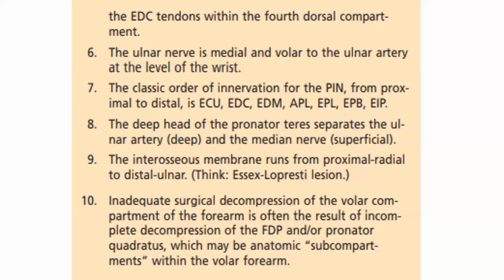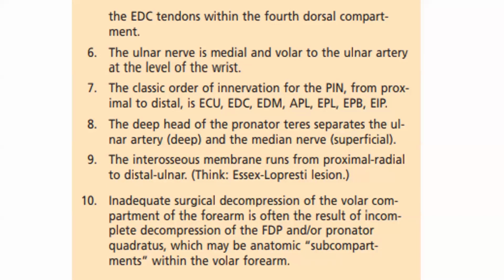The ulnar nerve is medial to and volar to the ulnar artery at the level of the wrist. You should go over these and study them. The classic order of innervation of the posterior interosseous nerve from proximal to distal, how it supplies the muscles. The deep head of the pronator teres separates the ulnar artery and the median nerve. We know this. The interosseous membrane runs from proximal to distal. And you have to think of the Essex-Lopresti lesion.